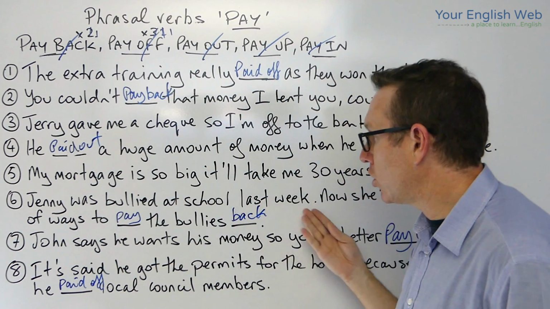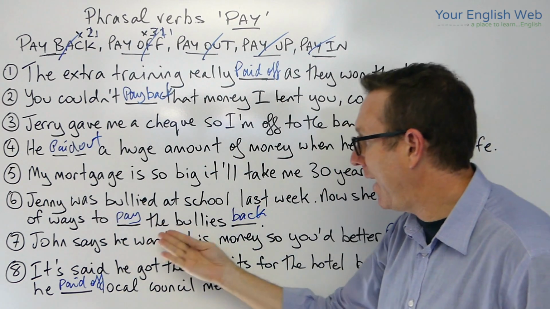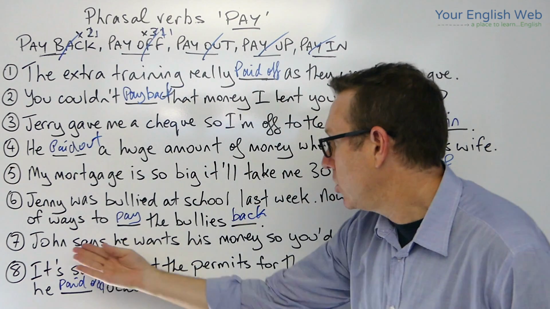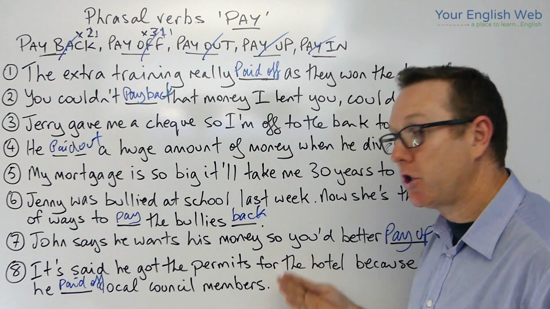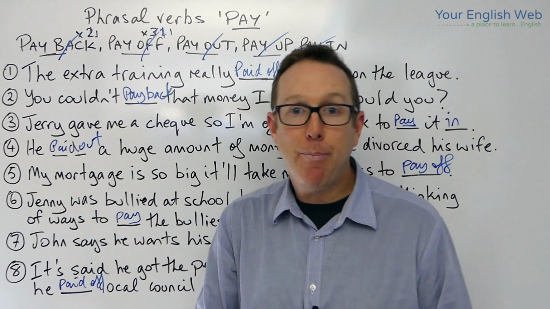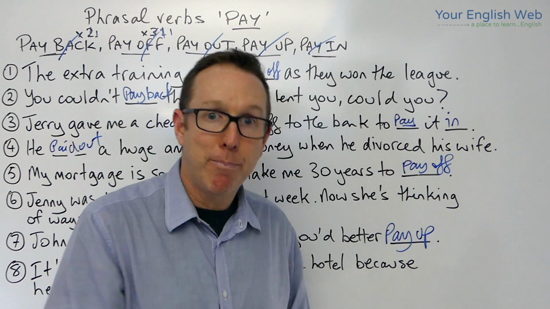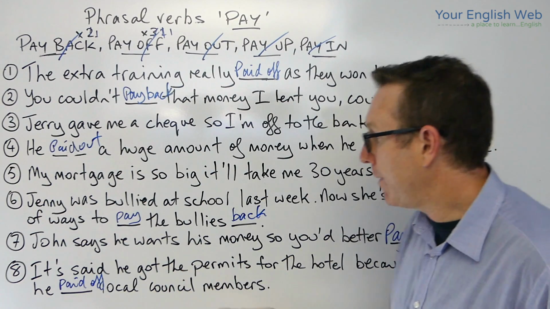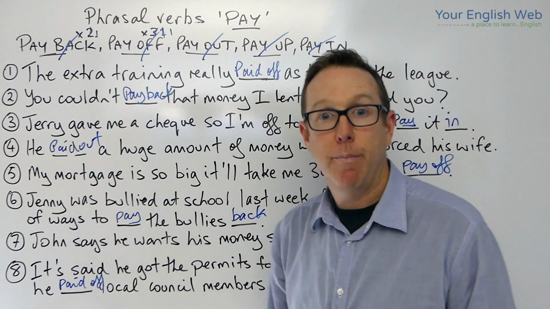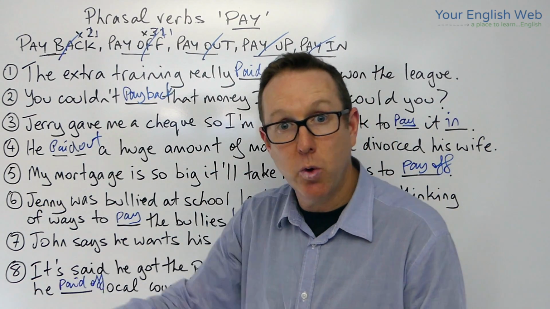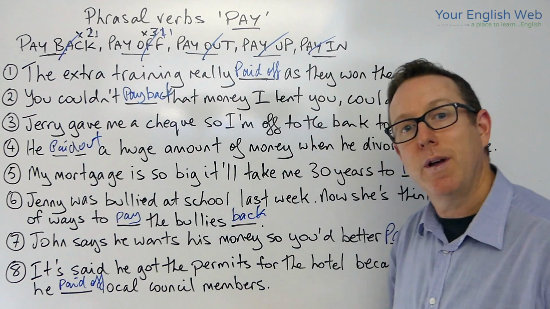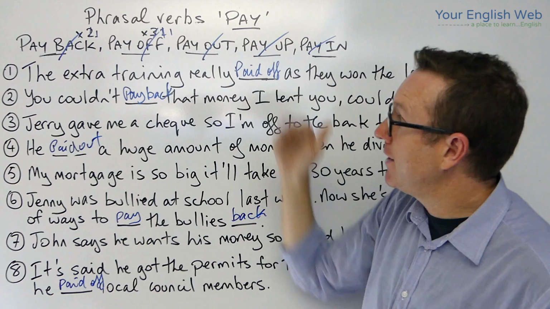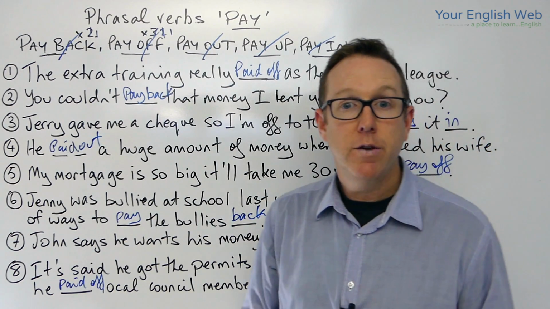Jenny was bullied at school, so she's thinking of ways to pay the bullies back, pay back, take revenge. John says he wants his money, so you'd better pay up, pay the money up, give the money back again, okay? And it said he got the permits because he paid off, bribed, gave money to, illegally, the local councillors, okay? So those are how we use the phrasal verbs with the verb to pay.